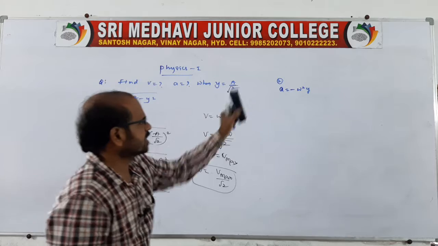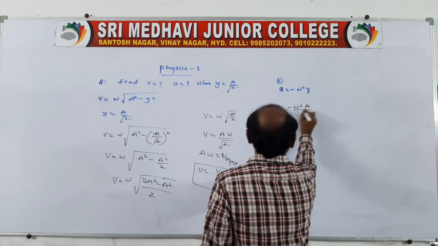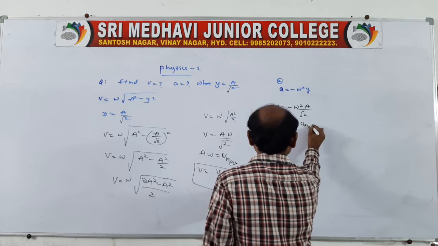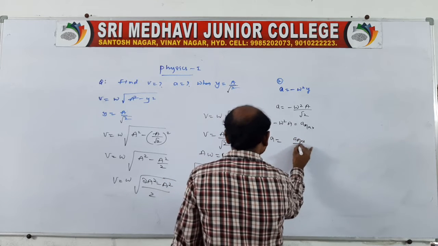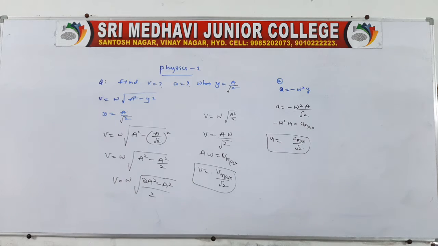In a similar way, acceleration also you take, that is minus omega square a by root 2. Of course, omega square a is nothing but a maximum. That is, you take minus. So it is a maximum by root 2 like this. So these are two example problems which are very easy, and this is a very easy method to get the answers, right?